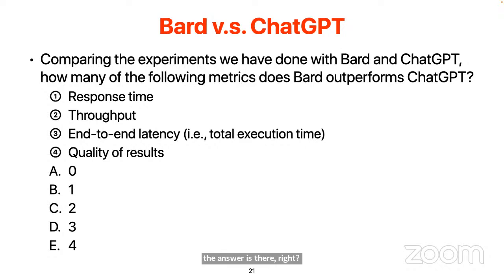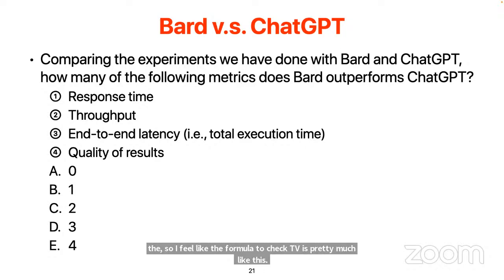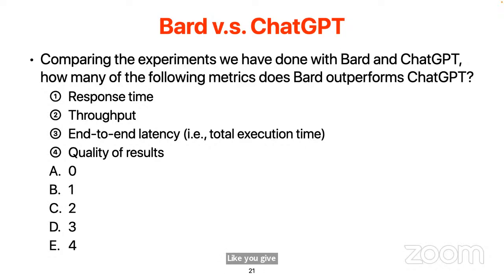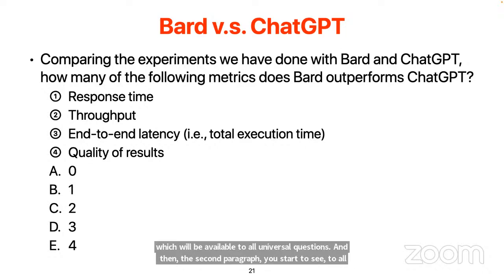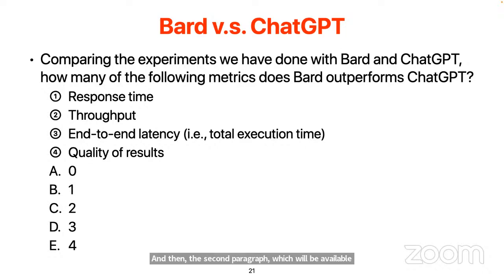ChatGPT is very talkative, right? Once you click the keyboard, it starts talking. I feel like the formula of ChatGPT is pretty much like this: you give ChatGPT a question, and it gives you a very nonsense first paragraph, which is applicable to all universal questions. And then in the second paragraph, you start to see ChatGPT generating something more meaningful. And finally, the summary is probably the one that we want to hear, right? So that's ChatGPT. But for the whole process, it takes you 18 seconds to see what ChatGPT really wants to say. So in terms of end-to-end latency, who's better?